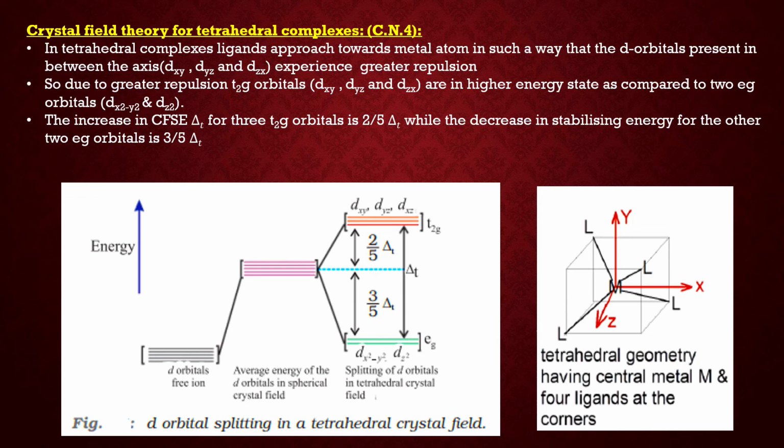As you can see in the figure, the 3 d orbitals are in the higher energy state as compared to the 2 lower energy d orbitals, that is called eg orbitals. So in this case, t2g orbitals are in higher energy state and eg orbitals are in lower energy state. The increase in CFSE, delta t, t for tetrahedral, for the 3 t2g orbitals is 2 upon 5 delta t, while the decrease in the stabilizing energy for the other 2 eg orbitals is 3 by 5 delta t.